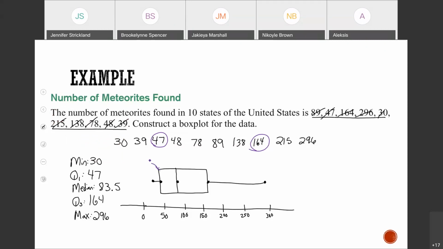So this is Q1. So this is the 25th percentile. And the other edge of the box is Q3. So that's the 75th percentile. So inside the box, you should have 50% of your data values. So it gives you an idea that, hey, 50% of my numbers are between like 47 and 164. Okay, so it gives you kind of an idea of how spread out those numbers really are. All right, any questions on drawing that graph?